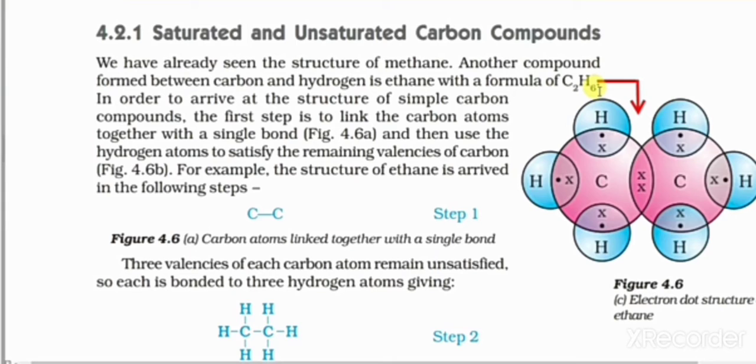That's why the ethane molecule consists of 6 hydrogens attached, which means 3 hydrogen atoms are attached to one carbon, 3 hydrogen atoms are attached to the other carbon, and 2 valence electrons are involved in bonding. That's why there is a presence of a single bond. 3 valencies of each carbon atom remain unsatisfied, so each is bonded to 3 hydrogen atoms.